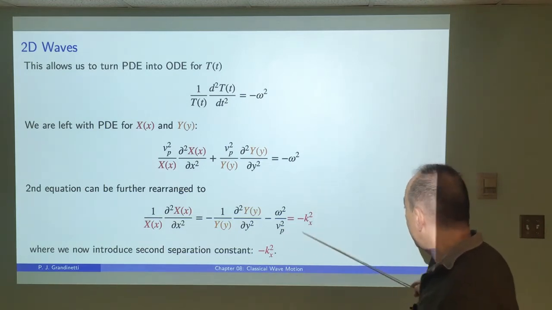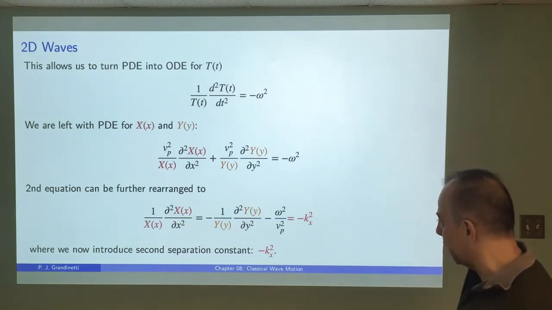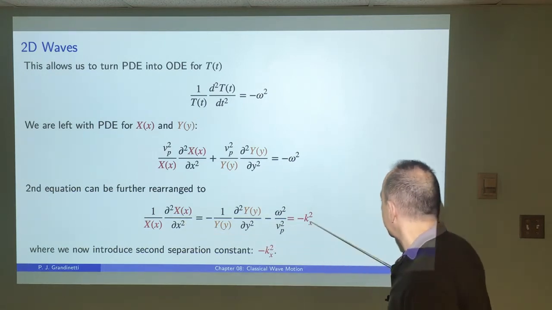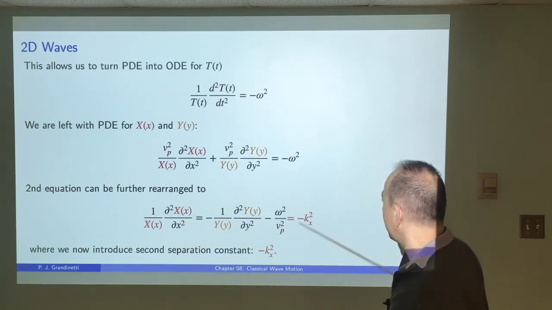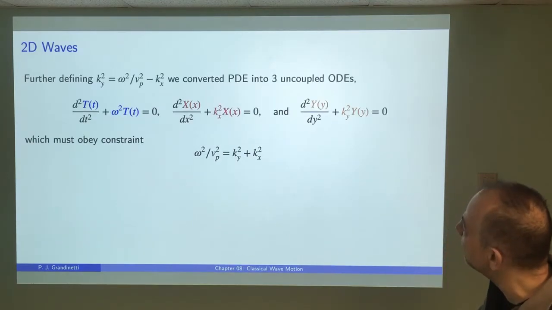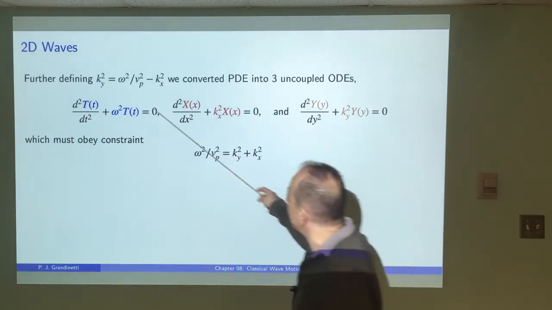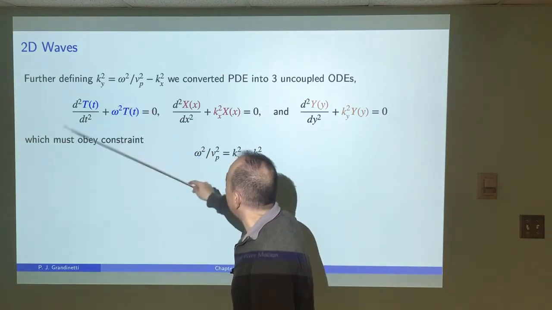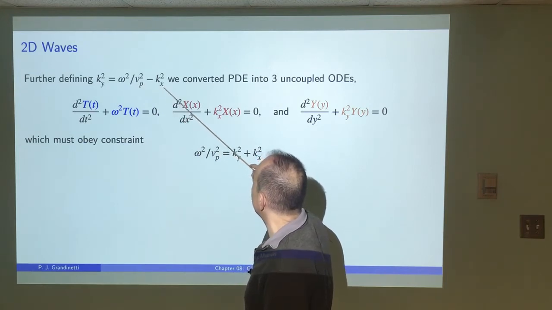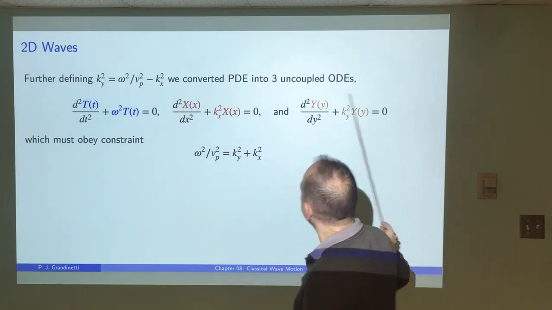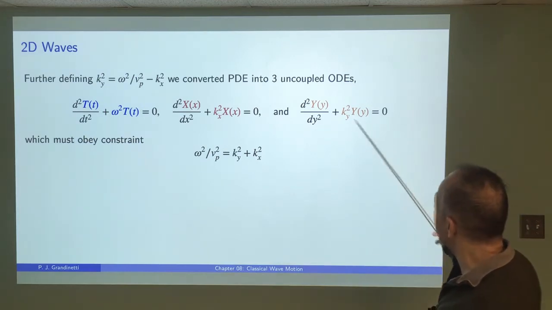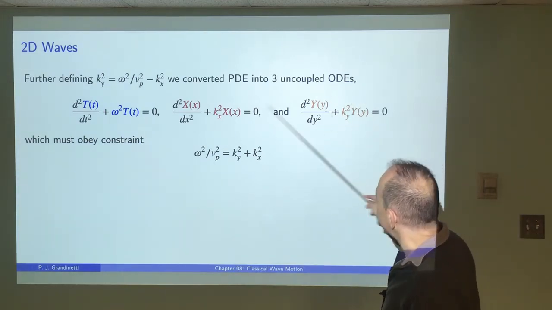In this case, I'm going to call it minus kx squared. And I can turn this partial differential equation involving x into an ordinary differential equation. And then once I'm done with that, I can do another redefinition and define ky squared is equal to omega squared over vp squared minus kx squared. And then I convert the partial differential equation that we started with into three uncoupled ordinary differential equations.